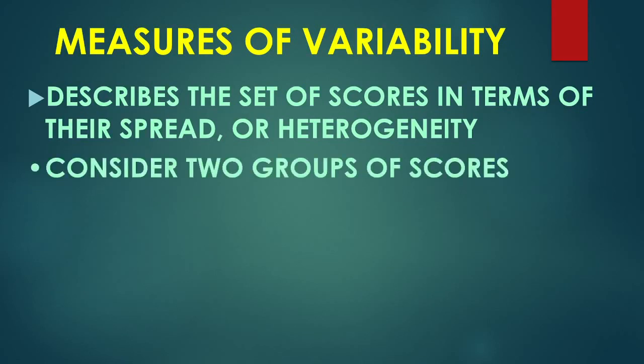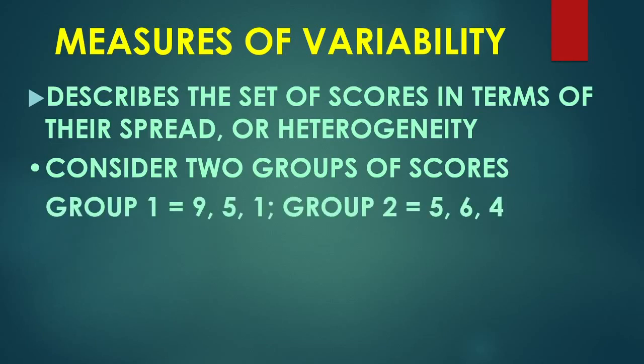Consider two groups of scores. Like for example, this one. Group 1, that's 9, 5, and 1. For group 2, 5, 6, and 4. Now, let's consider first the mean. What is the mean of group 1? What is 9 plus 5 plus 1 divided by 4? Divided by 3, I mean. 9 plus 5 is 14 plus 1 is 15 divided by 3, that's 5. So the mean for group 1 is 5.